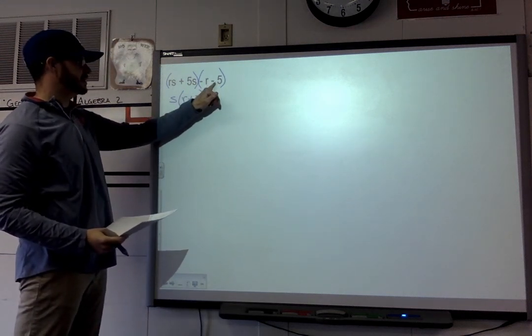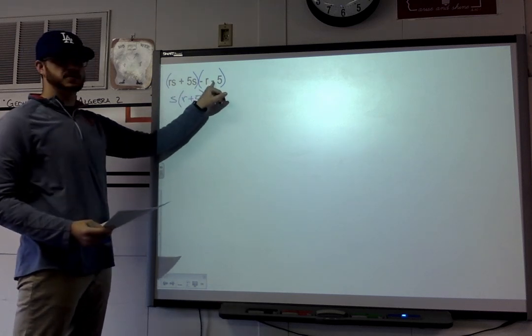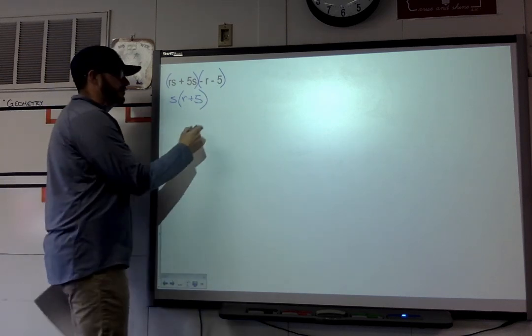Now on this side, we know that we need to be left with R plus 5. Since we have subtraction there, then again we know that we have to pull a negative out of this.